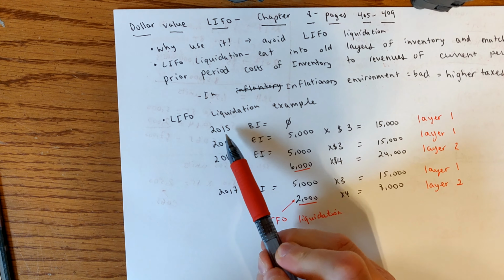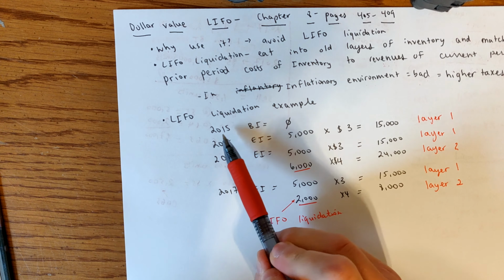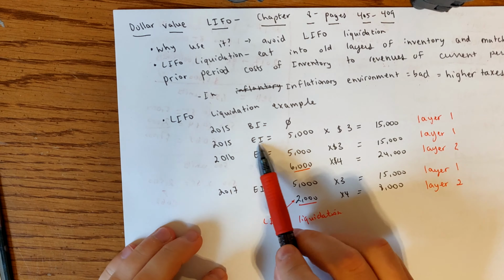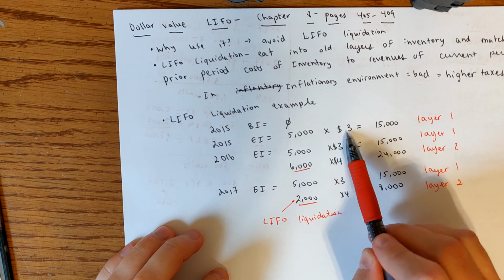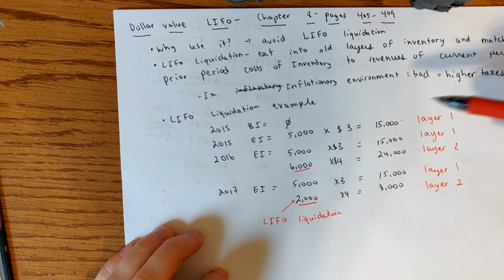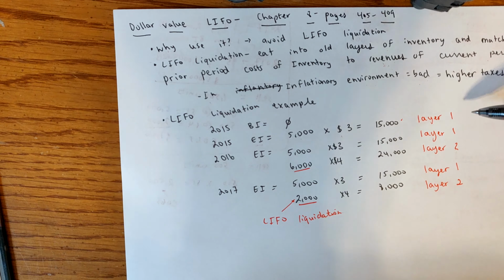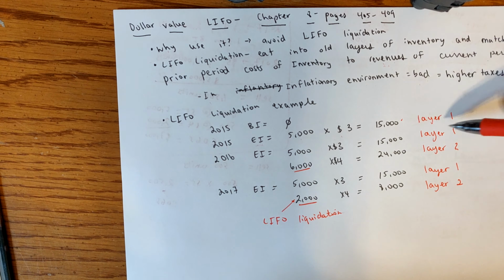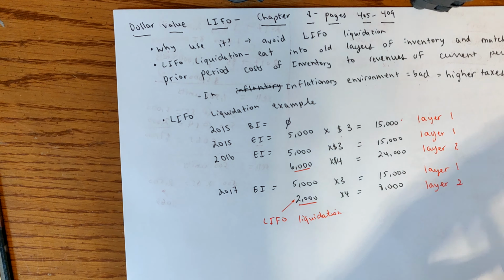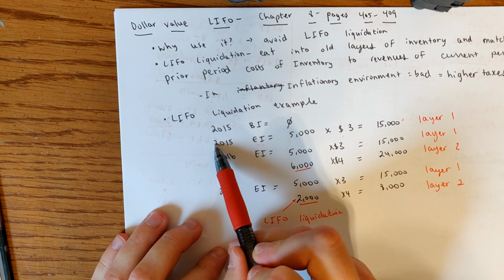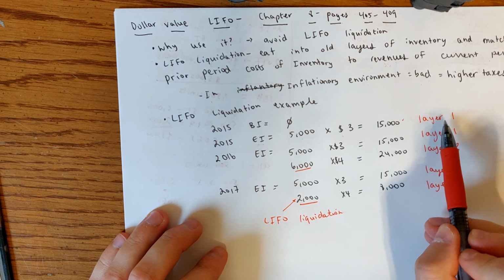Let's just say this company, XYZ or whatever it might be, starts off in 2015 with zero beginning inventory. They end the year with ending inventory of 5,000 units at $3 per unit, so they would have $15,000 of inventory. And this company is using LIFO, right? That would be called layer one. If we build up a layer, meaning that we have a certain amount of inventory and we've paid a certain amount for it, that's called a LIFO layer, okay? The other thing to note is that this would be the beginning inventory for 2016 as well, right?